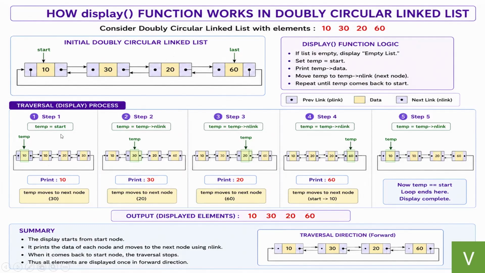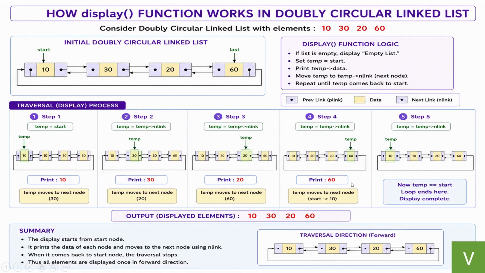After printing the element, we will traverse temp, that is temp is equal to temp of nlink. Now temp will be at the second node which is 30. We will print the element and then traverse temp: temp is equal to temp of nlink. Now temp will be at the third node which is 20, and we will print the element. After that again we will repeat the same process: temp is equal to temp of nlink. Now temp will be at the node 60.